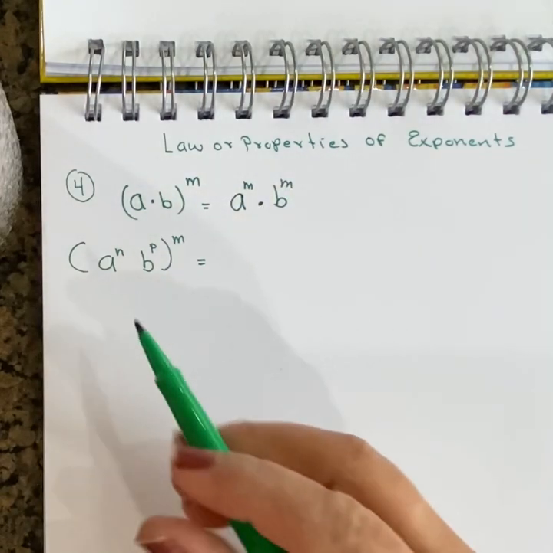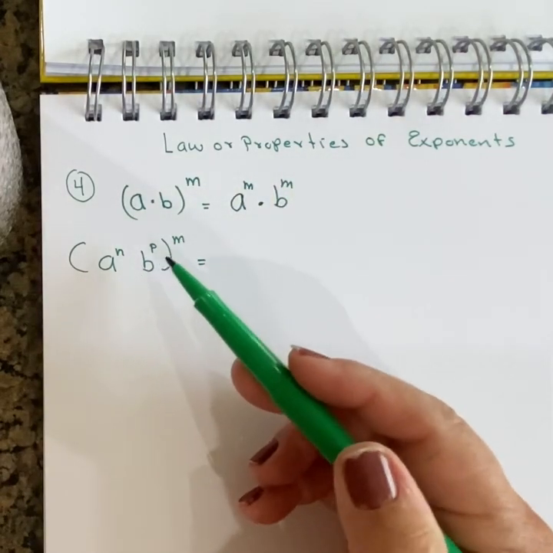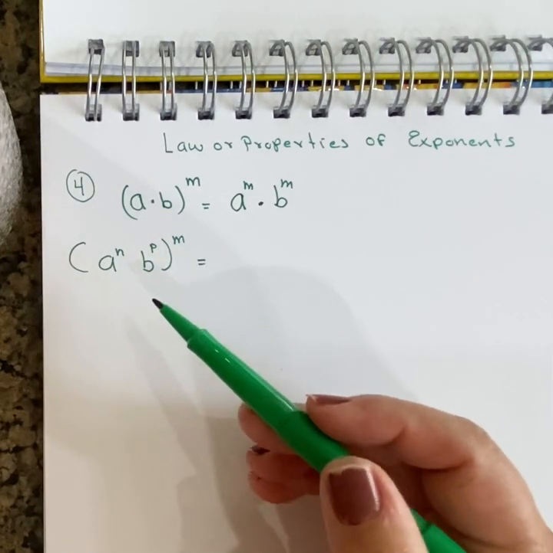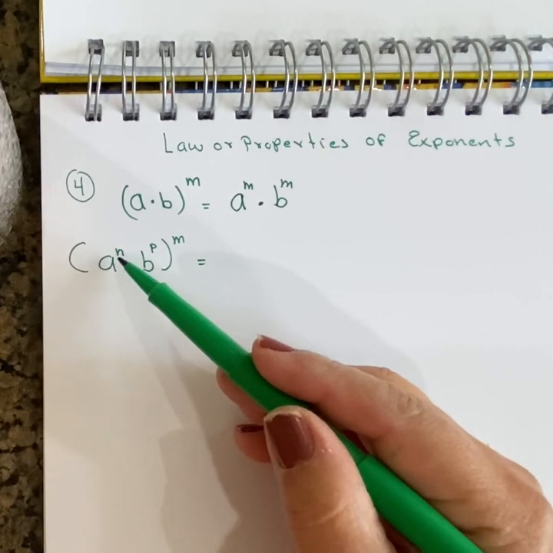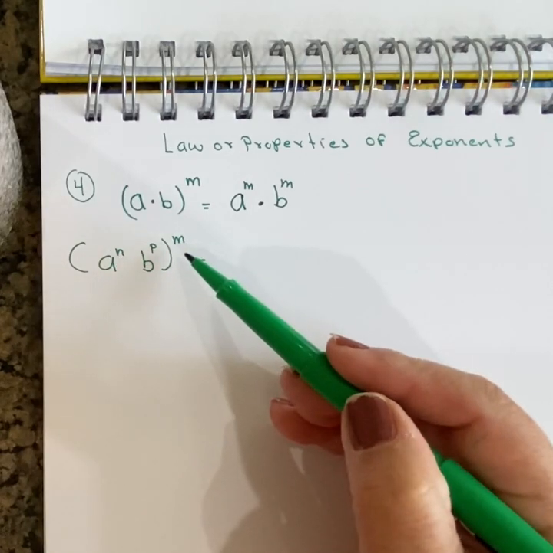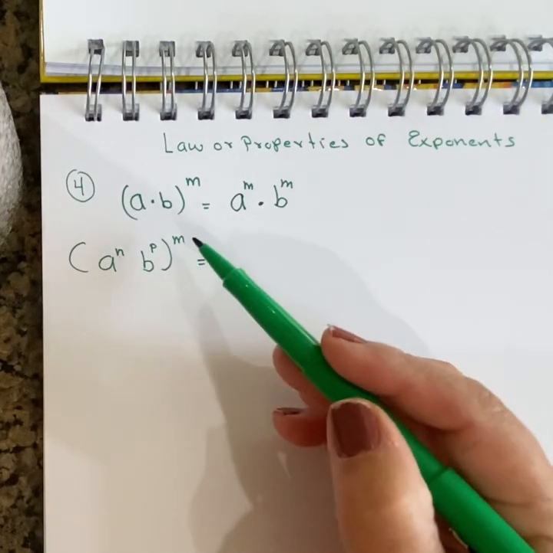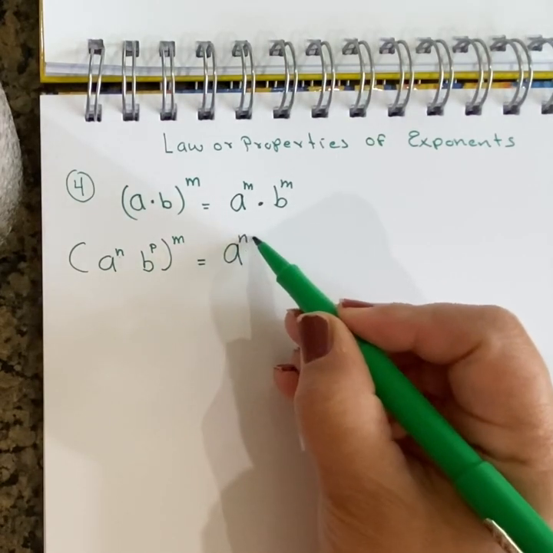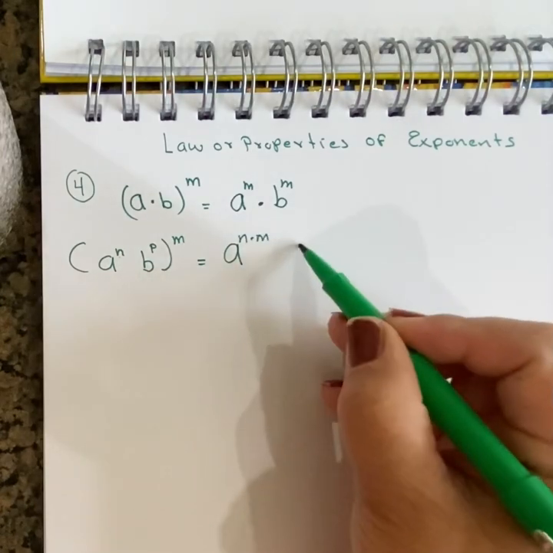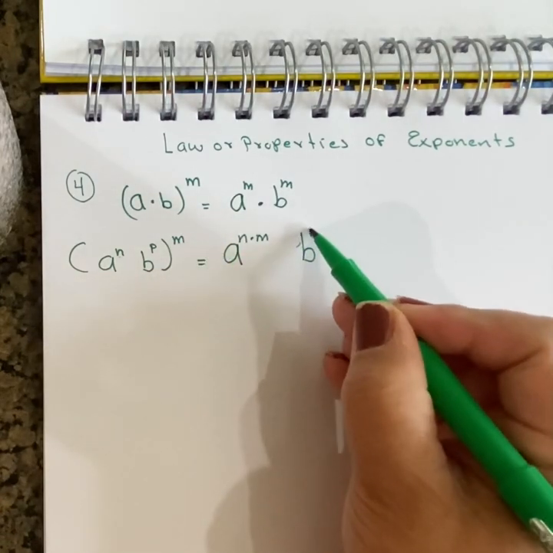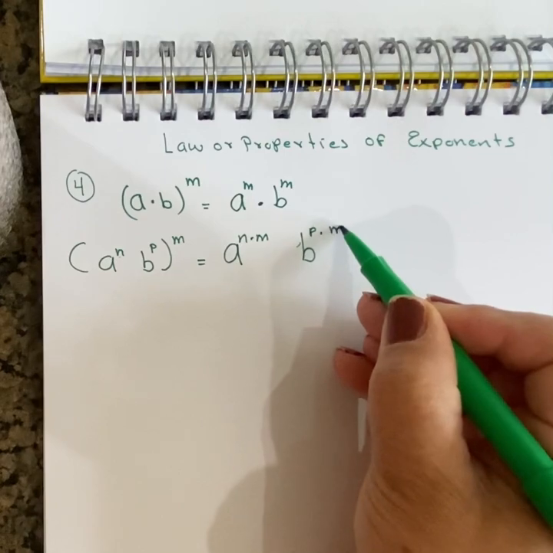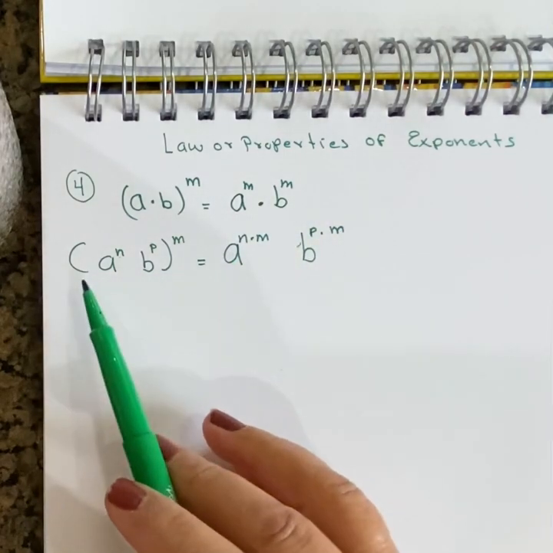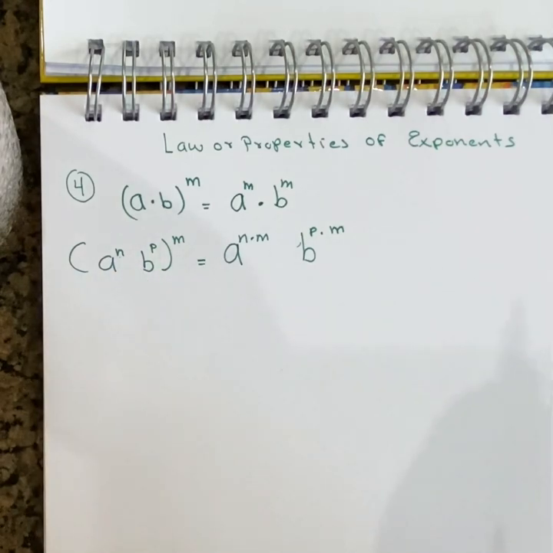That's one. Now, when you have something like this, a to the n and then to the m, this is an exponent to an exponent. So it's going to be a to the n times m, and then b to the p times m. Remember, everything in the parentheses is affected by the exponent.